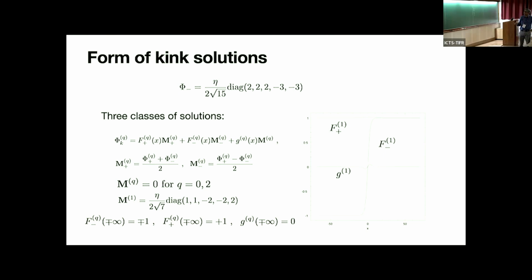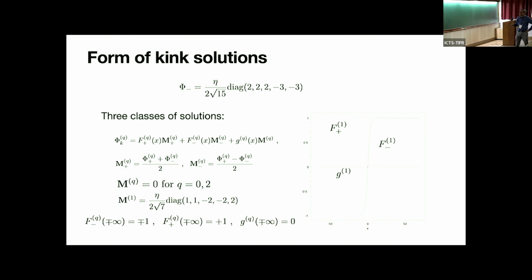In fact, they can be written in a very nice way. This phi in class Q, where Q is 0, 1, 2, depending on how many things you permute, you can write it in terms of phi plus, phi minus by 2, phi plus minus phi minus by 2. So these are these 2 matrices, and then these have some functions in front of them. And then this last matrix is actually 0 for Q 0 and 2, but for Q equal to 1, it is given in this way. I won't have time to describe how to get this, but in any case, there are 3 solutions, and then the 3 of them can all be written in this way.